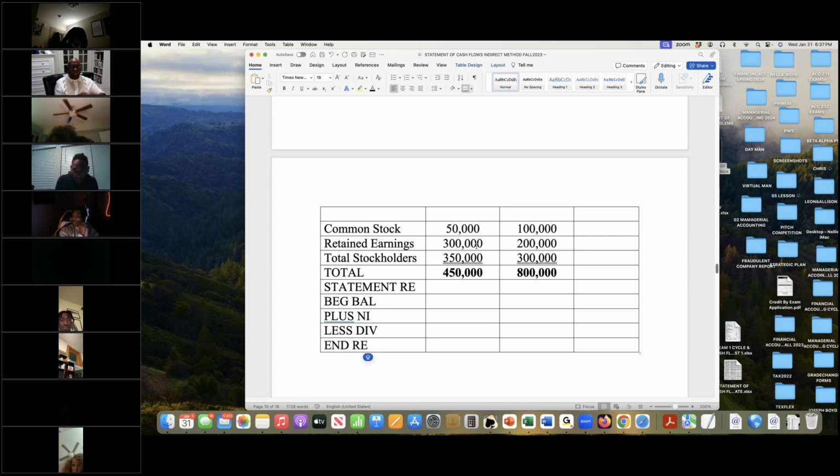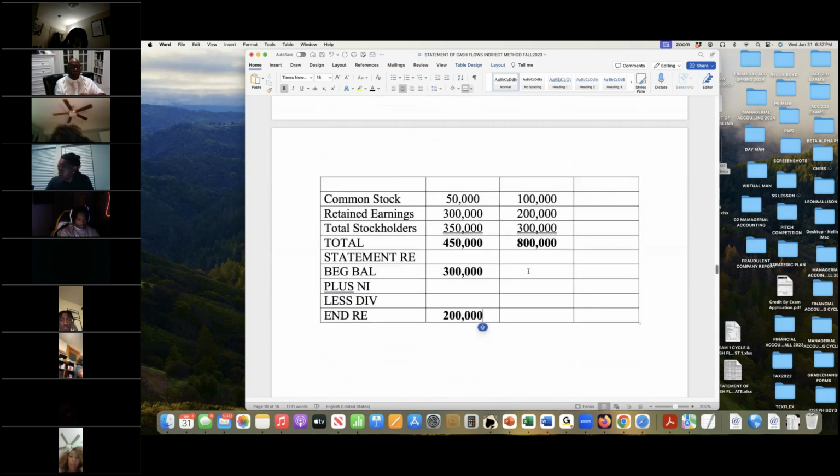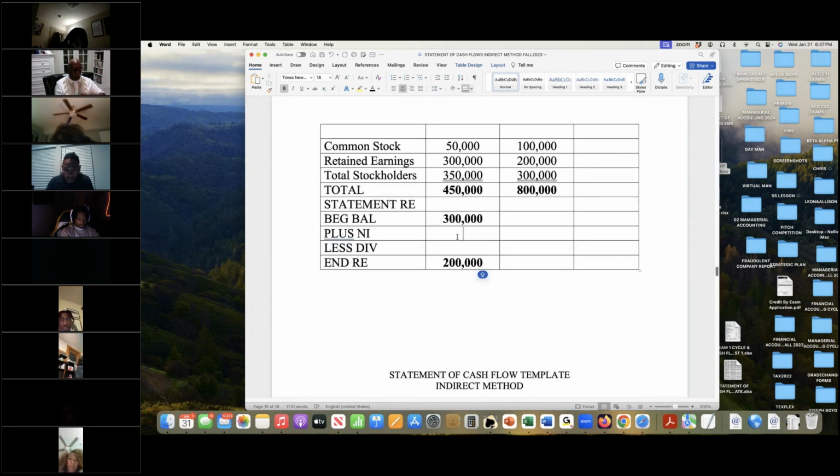So this says the retained earnings at the beginning of the period was 300,000. And at the end of the period, it was 200,000. Plus net income. Well, I had a net loss, so I've got to subtract it. And so what number would my dividends have to be to make this 200,000? Well, I'm at 225 now, so the dividend has to be a minus 25,000.